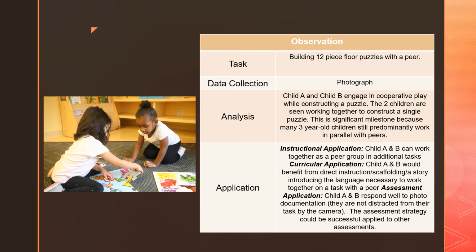And this is an example of how you can look at this within the context of the cycle of assessment that we've been talking about. I wanted you to see what this looks like in terms of the whole cycle. So the task in this case is building a 12-piece floor puzzle with a peer. Sorry, there's more than one puzzle here. We don't know because the evidence is taken out of context. If this was a structured activity or an authentic activity, we don't know if the teacher pulled the puzzles out or the children pulled the puzzles out.